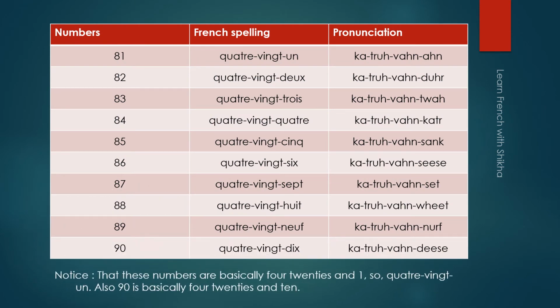Now let's do numbers from 81 to 90. Okay, so 80 was quatre-vingts. Now we are just going to follow the old rule, that is adding 1, 2, 3, 4, 5, 6, 7, 8, 9 and 10 after the number 80. That is 80 plus 1, 81, 80 plus 2, 82, 80 plus 3, 83 and so on. Let's start the pronunciation now.